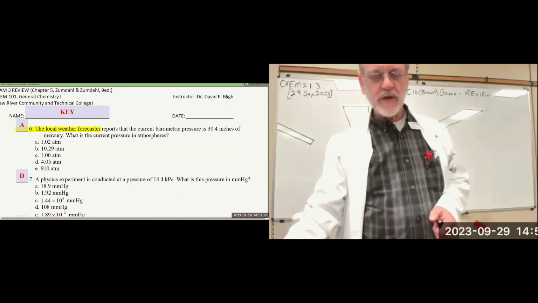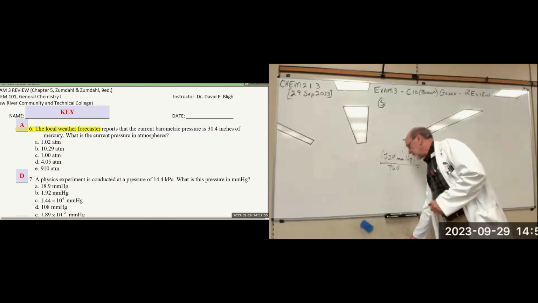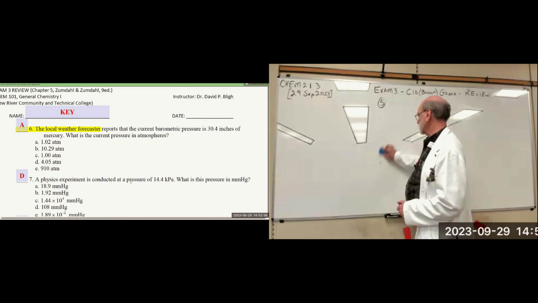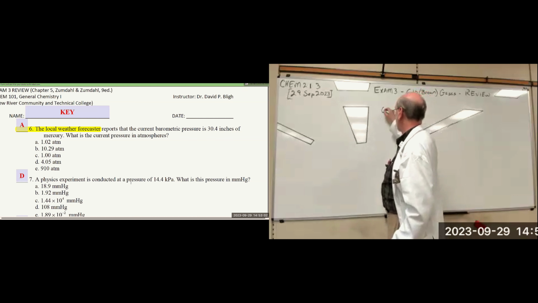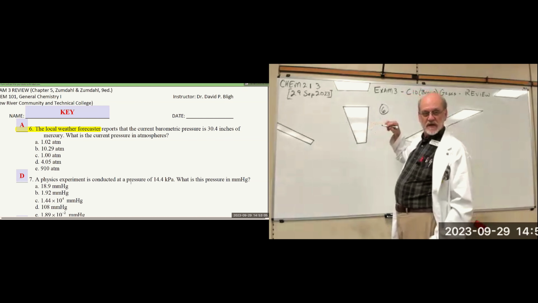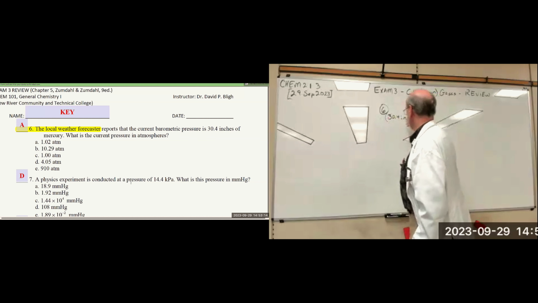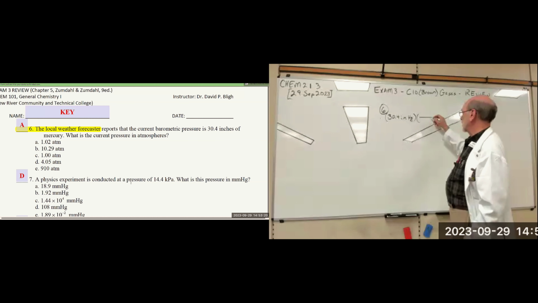Okay. The local weather forecaster reports that the current barometric pressure is 30.4 inches of mercury. What's the current pressure in atmospheres? That's a similar conversion, only with a different conversion factor. 30.4 inches of mercury. All right. What's the conversion factor there? You might have to look that one up. It's in useful information. All right, so inches of mercury on the bottom and atmospheres on the top. So how many inches of mercury in one atmosphere?